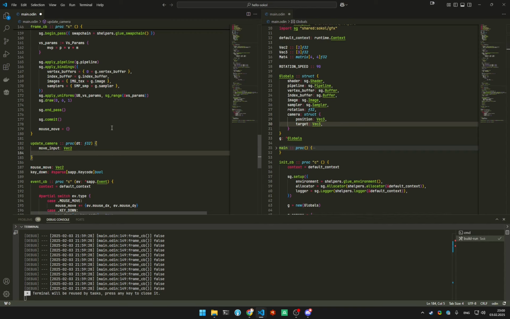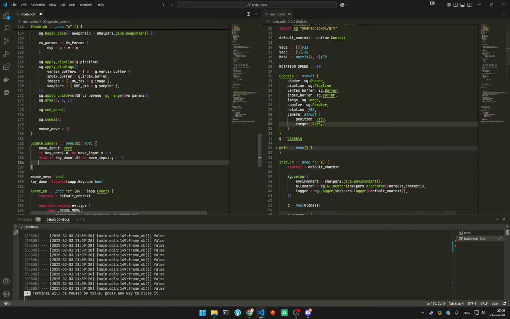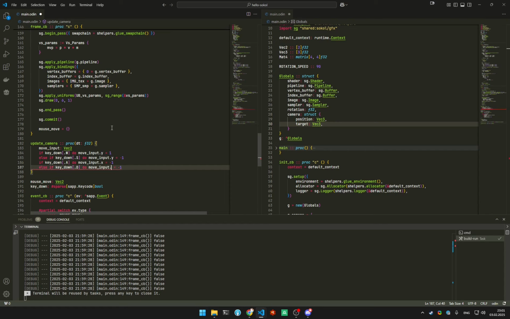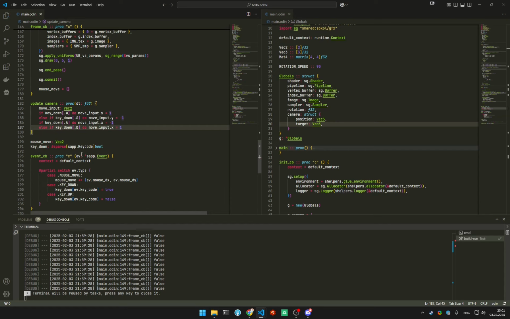Now we say if key down W, then move input Y is 1, right? Otherwise, if key down S, move input Y should be -1, so we want to move back. Now we want to do the same for the side move, for the strafing. So A and D, and that would be move input X for -1 to the left and X with 1 to the right. So here we have a move input.